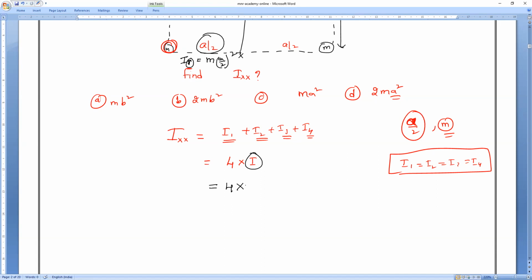Understanding, everybody? That's all correct. M into A by 2 whole square. So if you cancel it, 4 into M into A square by 4. So 4 will get cancelled. So what is the answer? Rudreshwa? M A square. That's all it is.